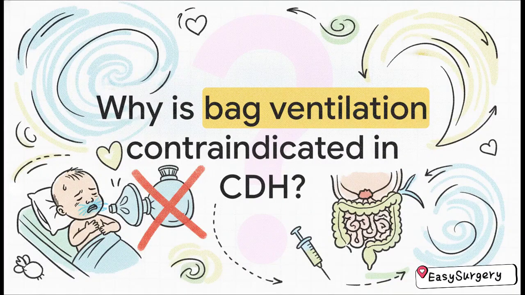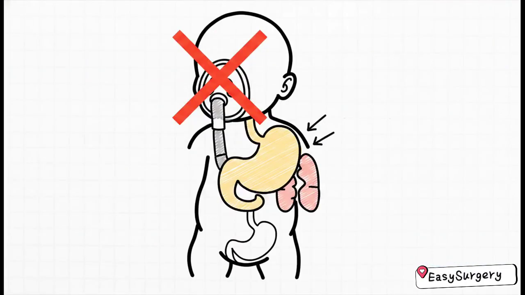Okay, imagine a newborn in severe respiratory distress, and they're diagnosed with a congenital diaphragmatic hernia, or CDH. I want to pose a really critical, life-saving question to you right now. Why is bag and mask ventilation strictly contraindicated in these infants? The answer is purely mechanical. When you pump air through a mask, air inevitably goes right into the stomach. In CDH, that stomach has already herniated up into the thorax.